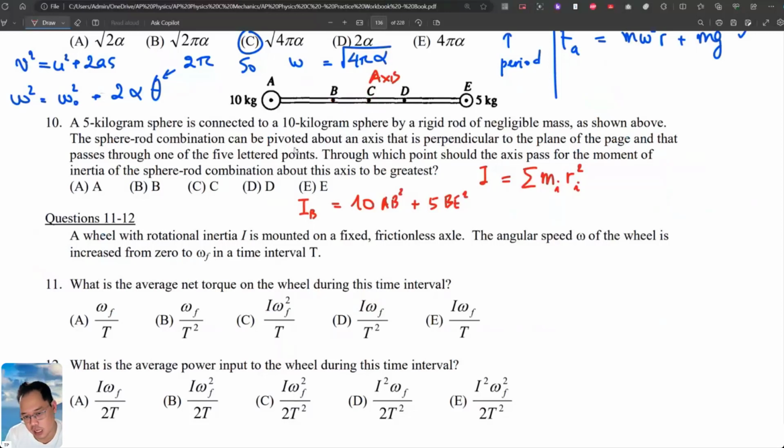You repeatedly calculate the moment of inertia when you choose different points to be the axis of rotation, for example the system rotating about point C. After writing the 5 equations, we compare which one is the greatest. For example, if I choose point A to be the axis of rotation, then the distance AA is definitely 0, and therefore the moment of inertia will be smallest when the axis passes through A.